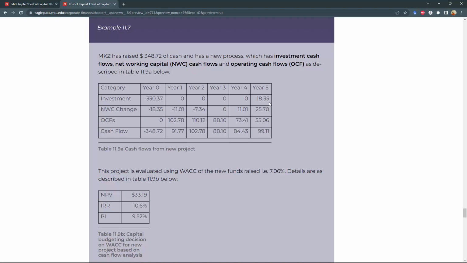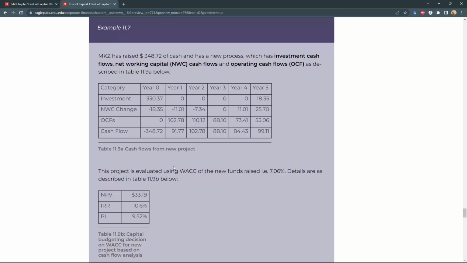330.37 in year 0 and 18.35 in year 5. So that's probably from salvage value. And then it keeps on investing in net working capital until year 2 and then disinvests that in year 5. It has operating cash flows, which are obviously linked with profits from sales that it makes, and therefore it has incremental cash flows.